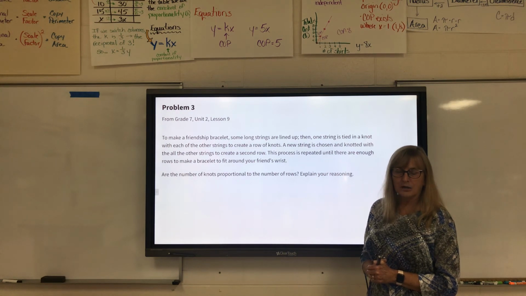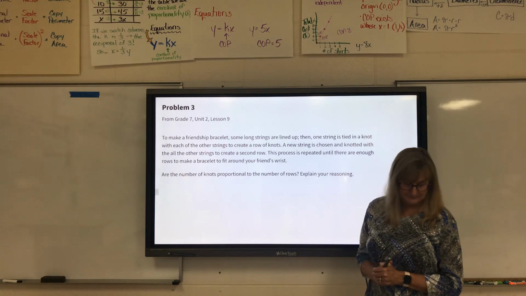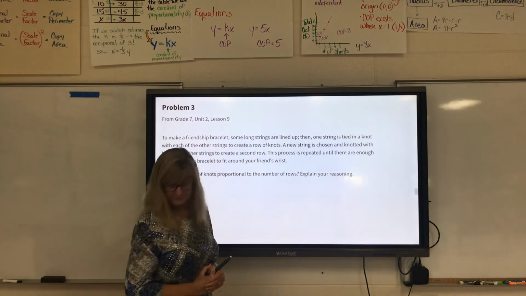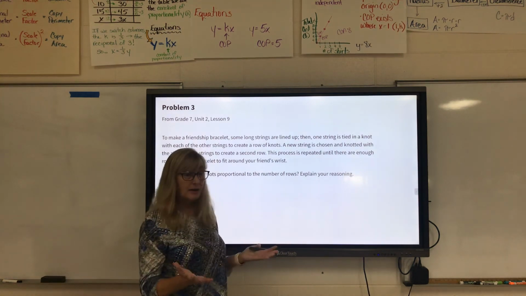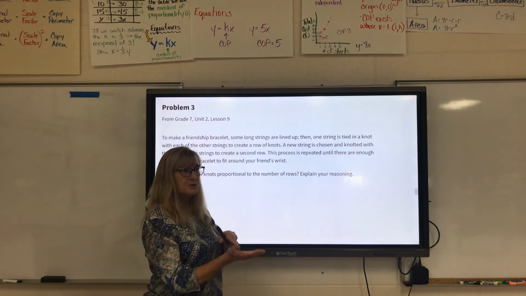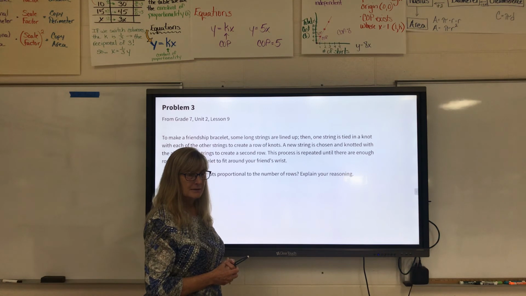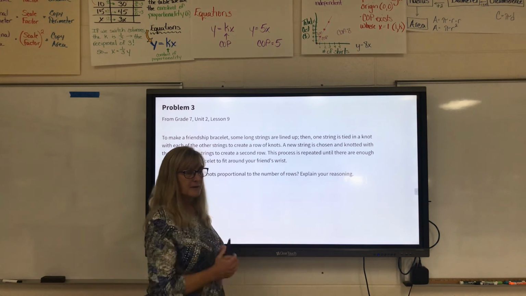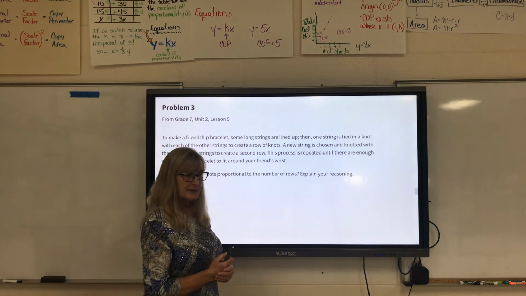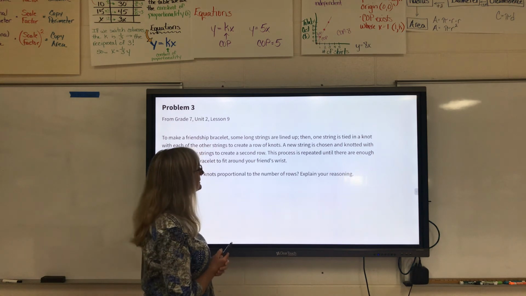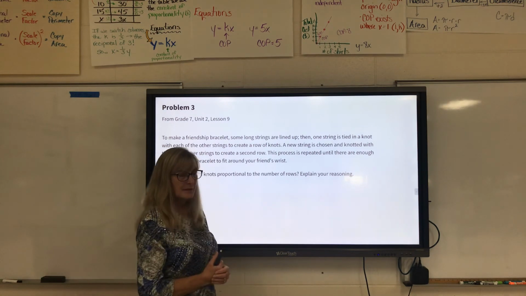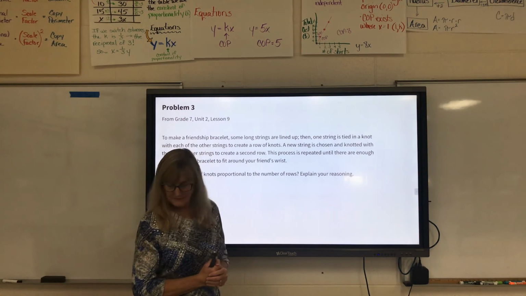What happens in each row? One string is tied in a knot. Okay, so is it going to be proportional? Yes. If we have 10 rows, are we going to have 10 knots? Yes. If we have 5 rows, are we going to have 5 knots? Yes. So is it proportional? Yes, because every row has the same number of knots.